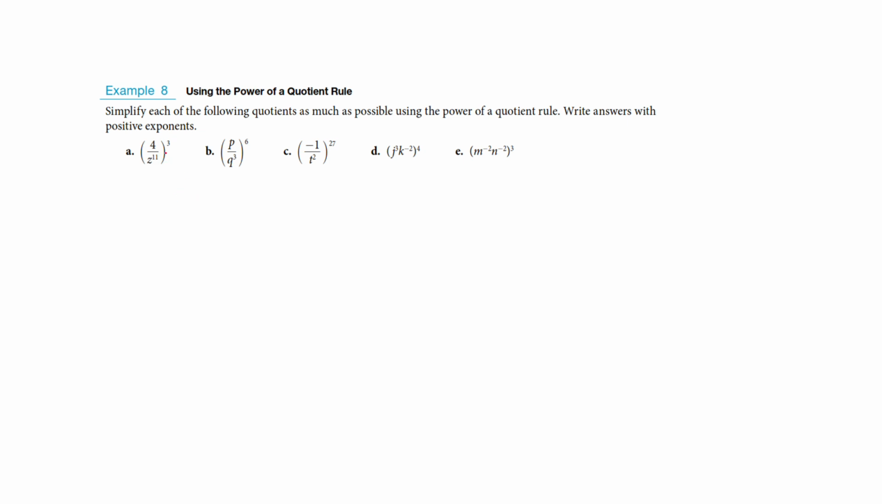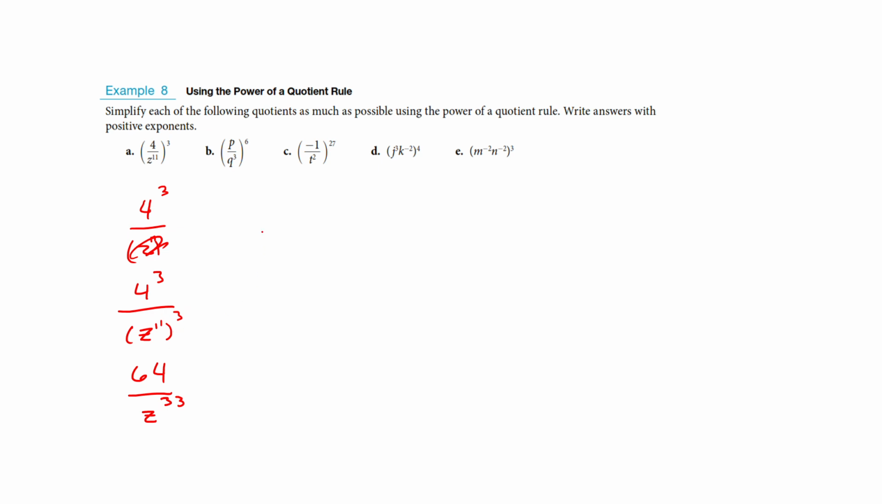So let's go ahead and do that. I'm going to again do this quickly without showing, so I'll do one here to show you that. So I get 4 to the 3rd, and then z to the 11th, sorry, 4 to the third. See, the 11th is also going to get to the third. So what is 4 to the third? Oh, easy one, sorry. 64 over z to the 33rd.